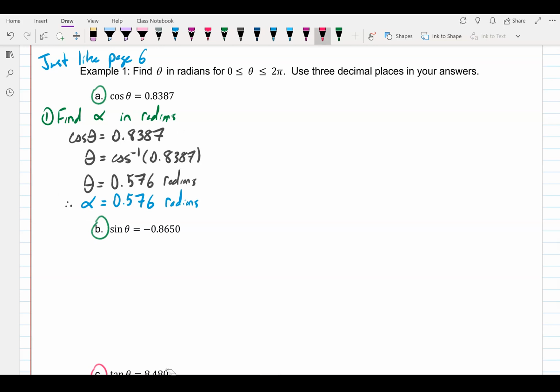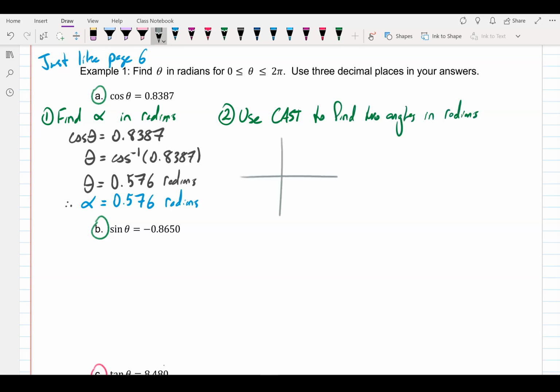Okay, our second step, if you remember, we're still going to use cast to find 2 angles in radians. So I've set up my quadrants here. You can use cast, or you can say all students take calculus. And what do we do at this point? Maybe you forget. We need to look at the original function. The original function is cosine. Cosine's positive, and so we are dealing with quadrants 1 and 4.